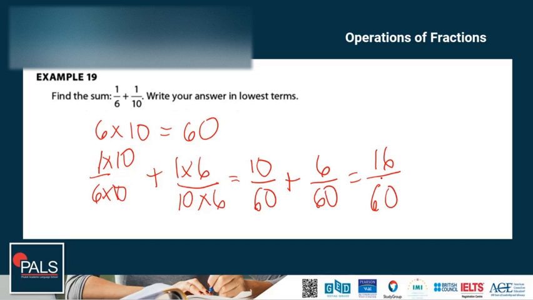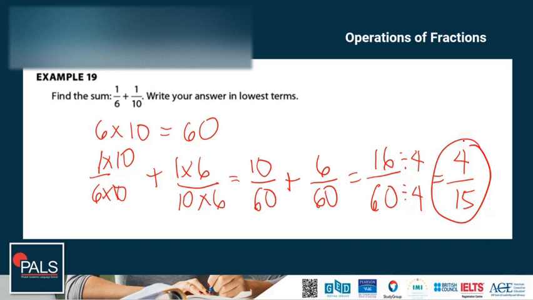Now to simplify the answer, we can divide both the numerator and the denominator by 4. 16 divided by 4 is 4. 60 divided by 4 is 15. So 4 over 15 is the sum in lowest terms.